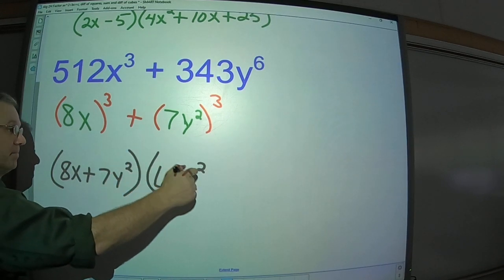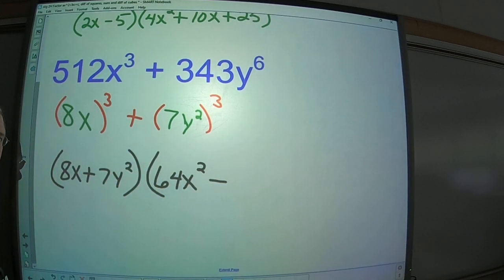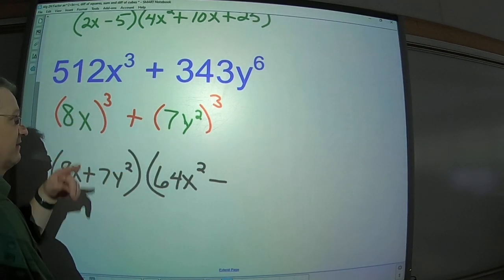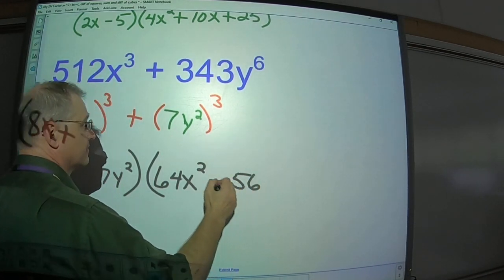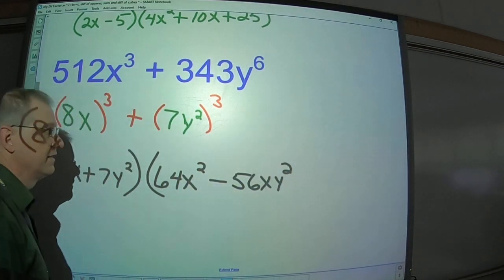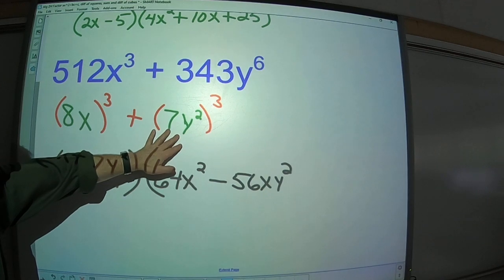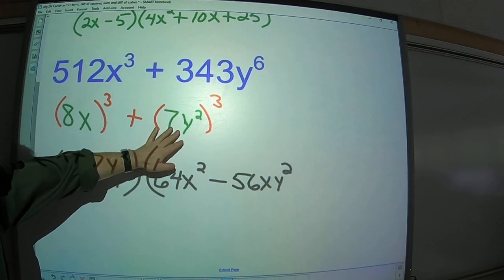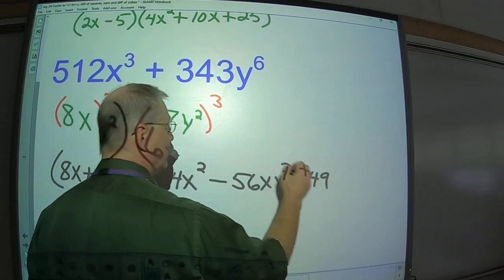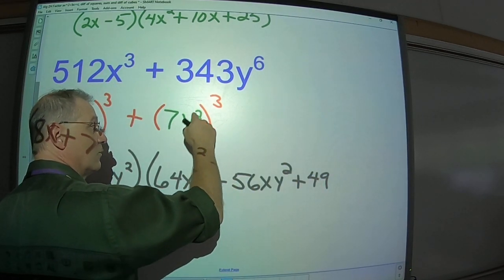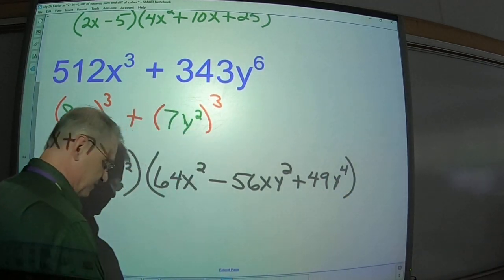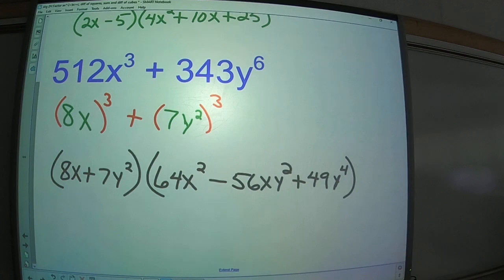Now, minus is the sign in the formula. A times B. Well, 7 times 8 is 56, x, y squared. Finally, I have to do b squared. This squared, 7 times 7, 49. Y squared times y squared is y to the 4th. There is my answer to that one.